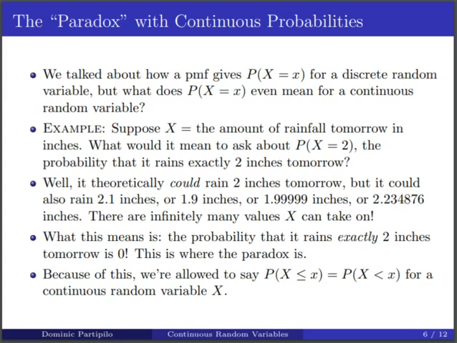Because of this, we're allowed to say that the probability of x being less than or equal to x is equal to the probability that x is less than x for a continuous random variable x. So in the rainfall example, we could say the probability that x is less than or equal to 2 is the same thing as saying the probability that x is less than 2, because the only difference between these is the probability that x is equal to 2, and that's just 0. It's so small of a probability that we can consider it negligible.